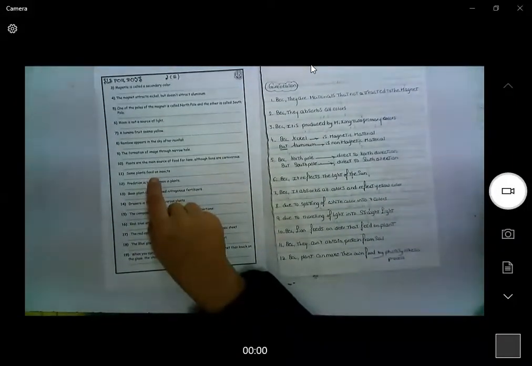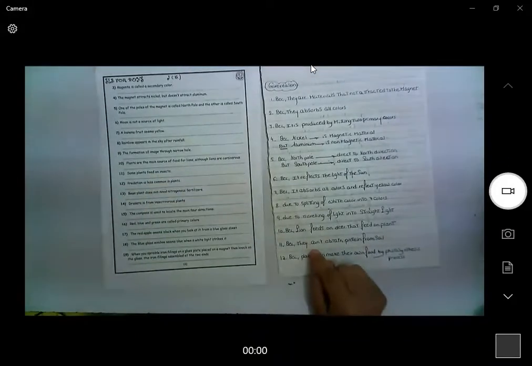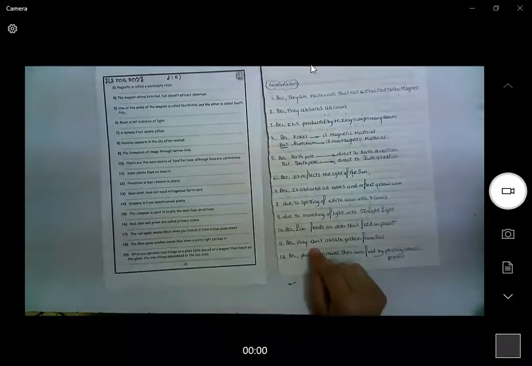Number eleven. Some plants feed on insects. Why? Because they cannot obtain protein from the soil. Of course, you know plants get their protein from the soil, and the other plants cannot get protein from the soil.